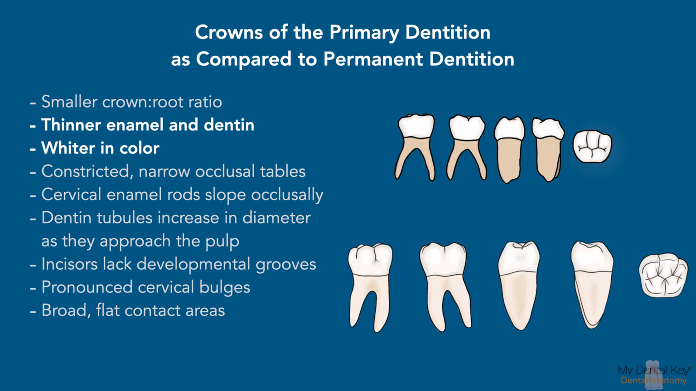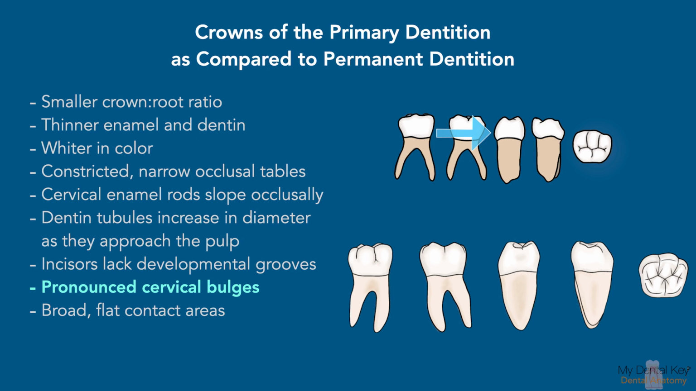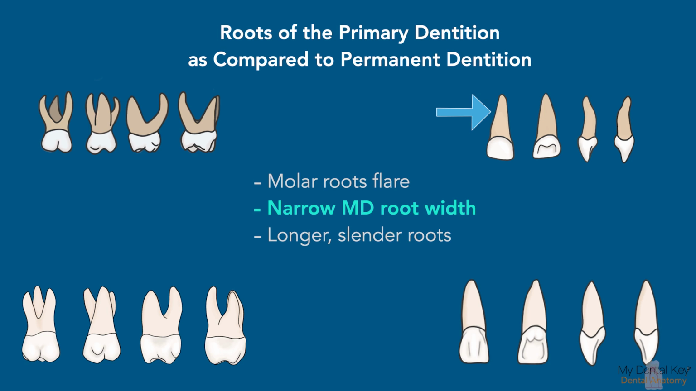First, the primary teeth are usually lighter in color since they have thinner enamel and dentin compared to permanent teeth, as well as flatter buccal and lingual contact surfaces. Compared to permanent teeth, cervical bulges of the enamel are more pronounced in the primary dentition, which is important to consider during operative procedures. The primary roots are narrower mesiodistally compared to the permanent anterior teeth.